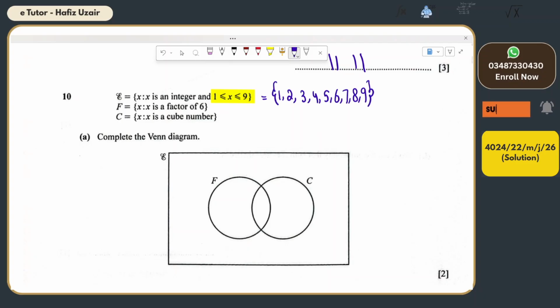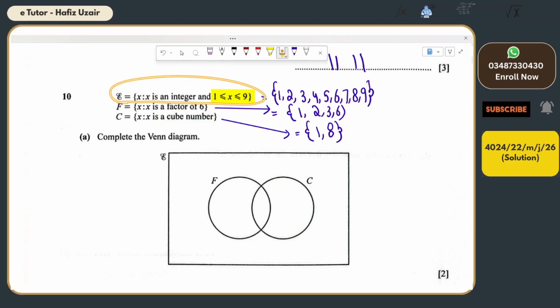Now in the F part, x such that x is a factor of 6. Let's write the factors of 6. So we can have factors of 6 as 1, 2, 3, and 6. Now let's write this thing, x such that x is a cube number. So cube numbers are 1, then 8, and the next cube number is 27, and 27 is not in the universal set, so we can ignore this. 27 is out of the universe of this question.